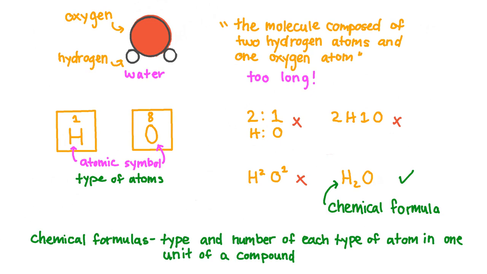Chemical formulas tell us the type and number of each type of atom that's in 1 unit of a compound. To indicate the type of atoms that are in our compound, we use the atomic symbols, and to indicate the number of atoms in the compound, we use subscripts.